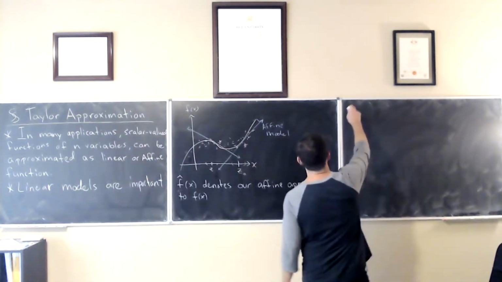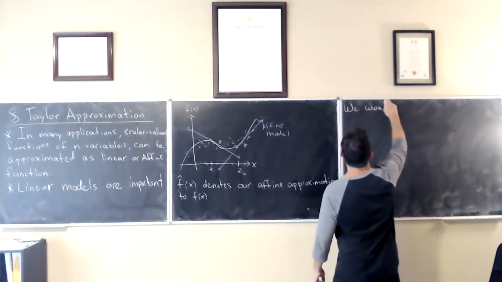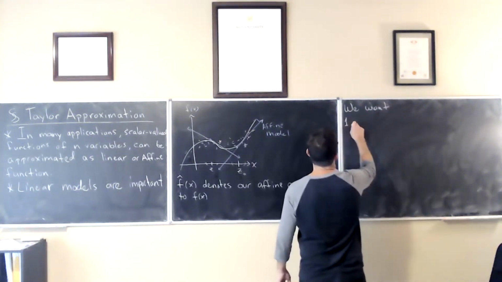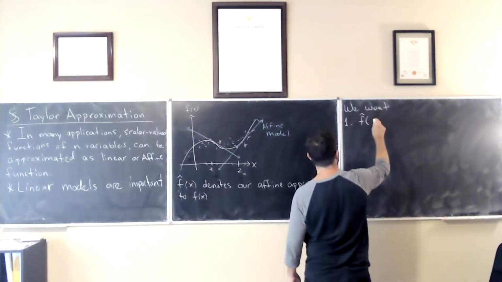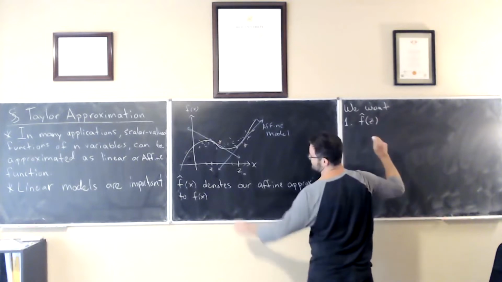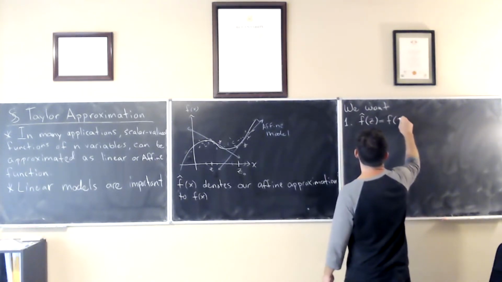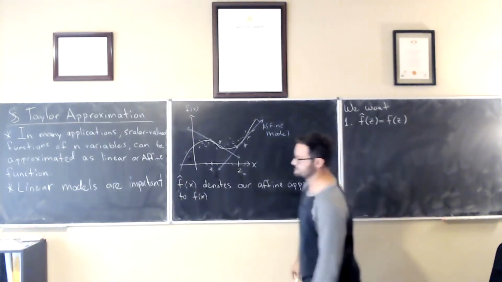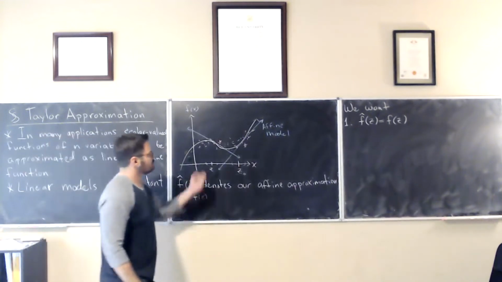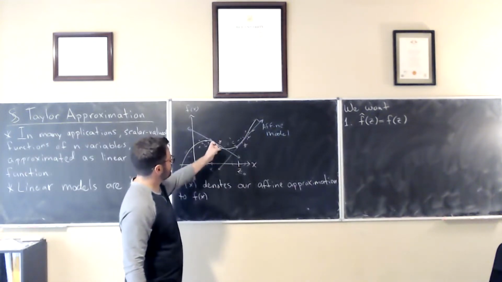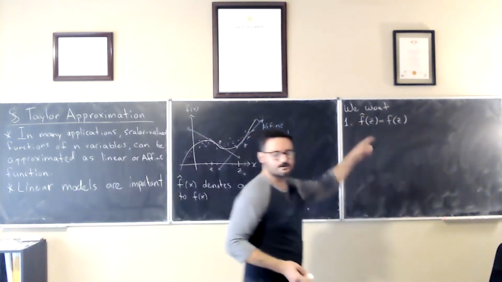So what do we want? We want the approximation at the value z to equal the actual function at z. That lies right on the graph. We can do this in a lot of cases, so that's not a hard one to impose.